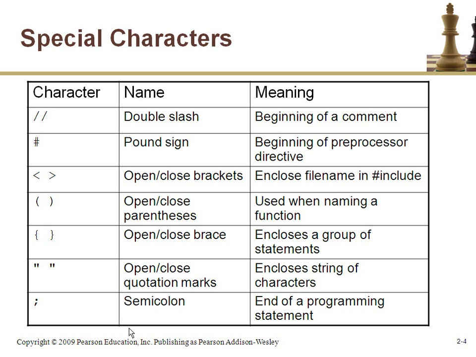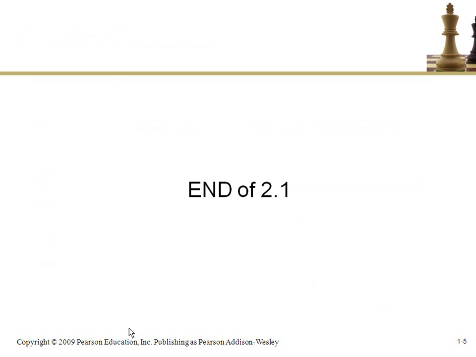The next one is quotation marks. I call them double quotes to distinguish them from single quotes. The double quotes are used to enclose a string of characters. The last one, semicolon, is the end of the programming statement. This would be the end of section 2.1.